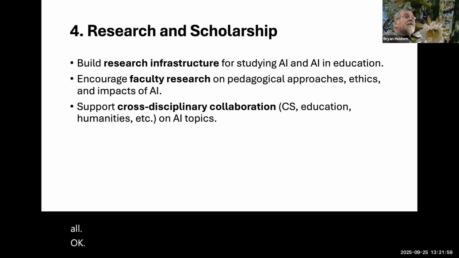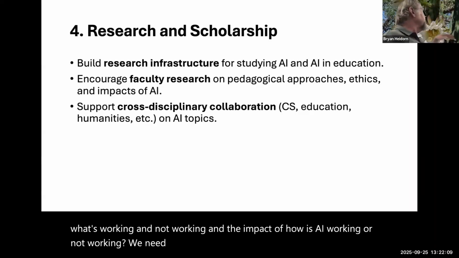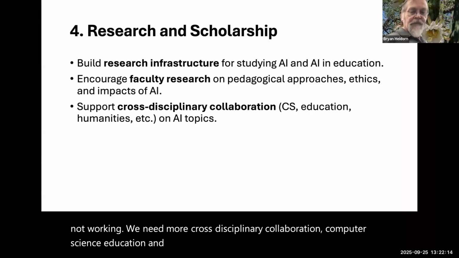We need research and scholarship. We need education research to see what's working and not working, and the impact of how AI is working or not working. We need more cross-disciplinary collaboration: computer science, education, humanities, and all of that.